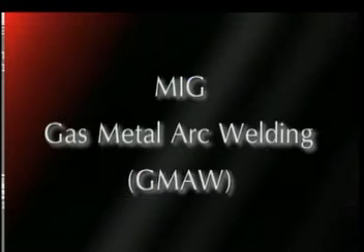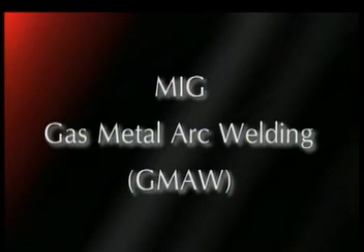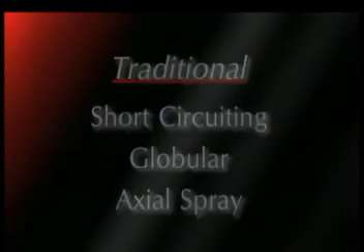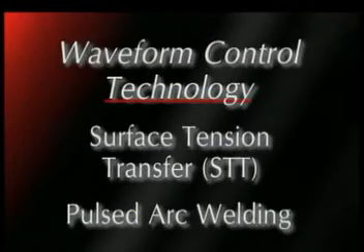5 basic types of gas metal arc transfer methods will be reviewed. First are the 3 traditional constant voltage or CV processes: the short-circuiting process, globular transfer, and axial spray arc. The 4th and 5th modes of transfer are higher-level technology transfers, surface tension transfer, and power wave pulsed arc transfer. Both are further enhanced by waveform control technology.